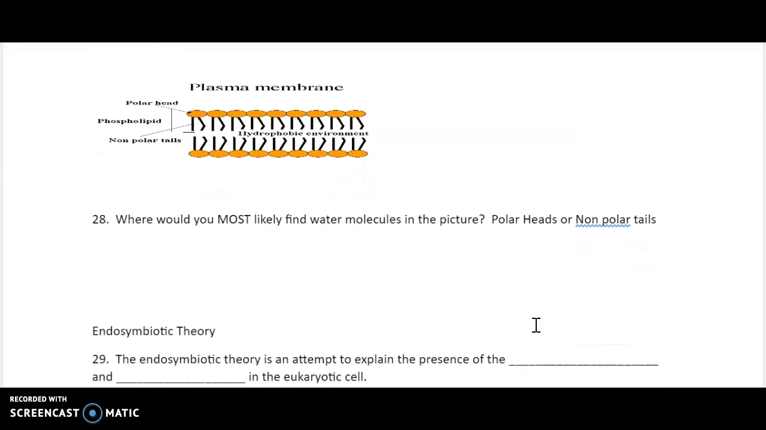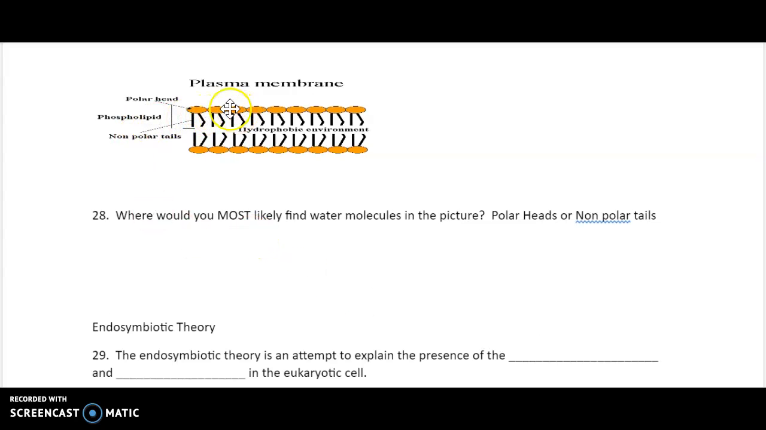Polar versus nonpolar. Okay, plasma membrane. Remember, it's a lipid bilayer. These are phosphate heads. Phosphate heads like the water. The lipid tails, remember, lipids are fats, and fats do not dissolve in water. They are hydrophobic, do not like water. So water is going to be close to these phosphate heads because they do like the water. So where would you most likely find water in the picture? You're going to find it close to those polar heads. Water is a polar molecule. It's attracted to other polar molecules. So the water is going to be close to the polar heads.